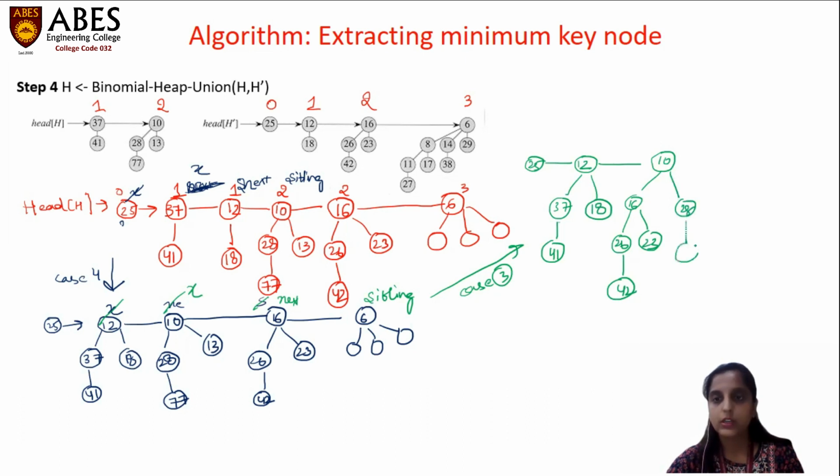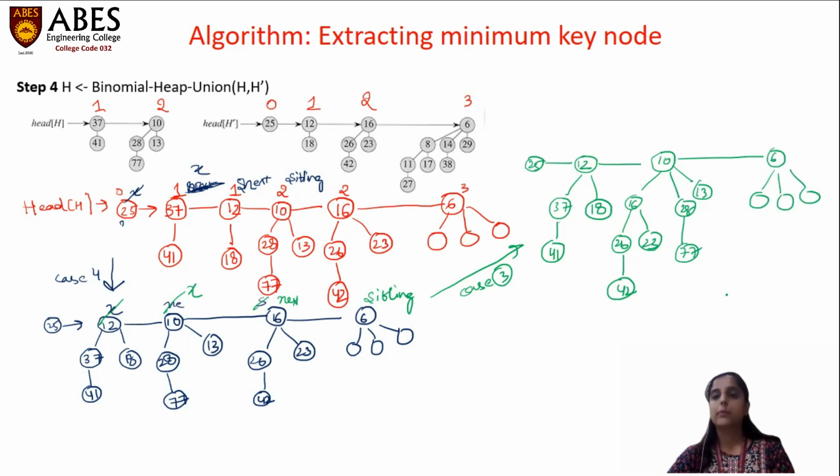Next we have 10, 28. We have 77 and we have 13. Another we have 6 and it also has 3 children. Right. Now this is our binomial heap.